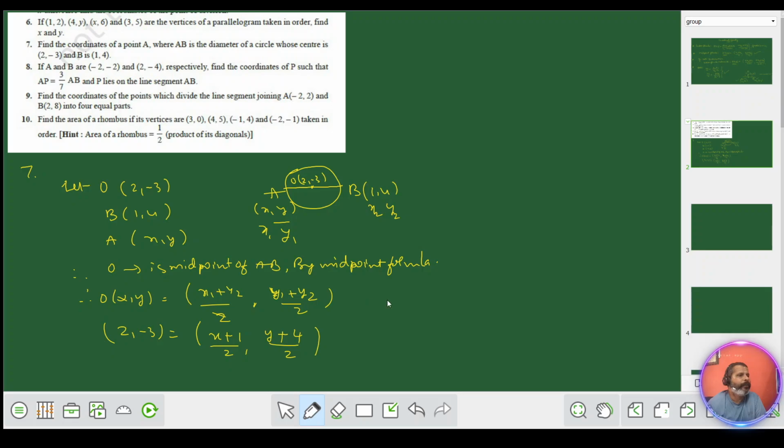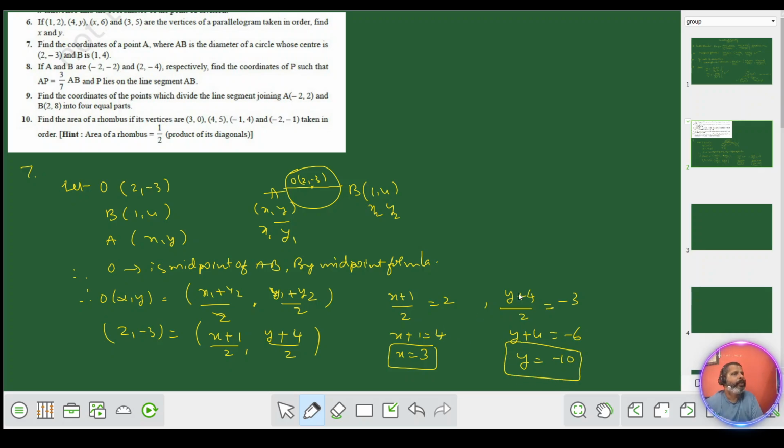Okay. So if we equate the points respectively, we get x plus 1 by 2 equal to 2. Therefore, x plus 1 is equal to, cross multiply, 4. X equal to 4 minus 1 is 3. Similarly, y plus 4 by 2 equal to minus 3. Y plus 4 equal to 2 into minus 3 becomes minus 6. Y equal to minus 6 minus 4 becomes minus 10.